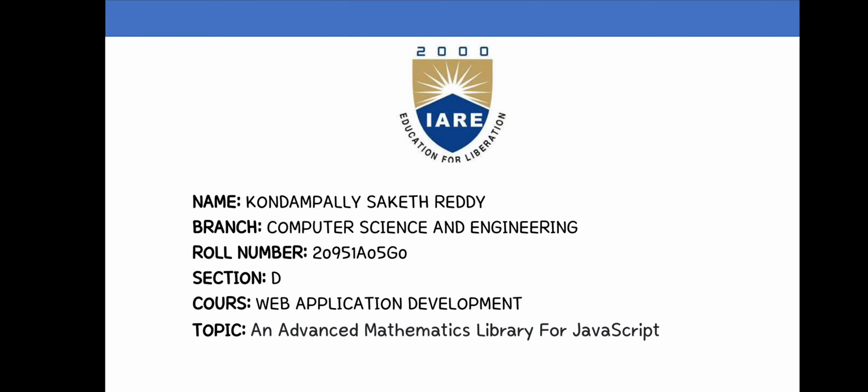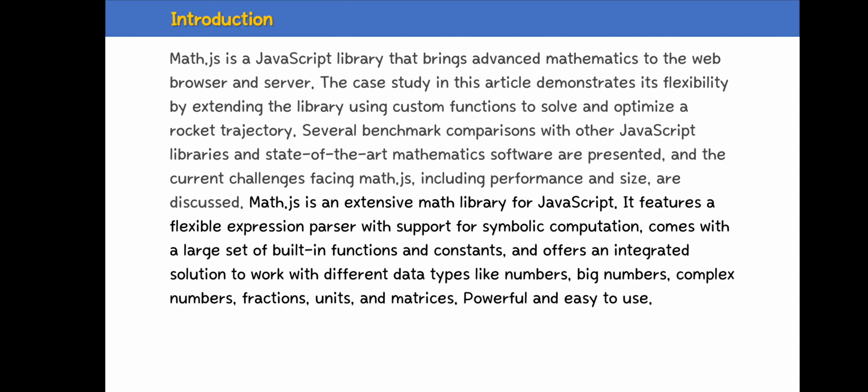Today, my topic is an advanced mathematics library for JavaScript. Math.js is a JavaScript library that brings advanced mathematics to a web browser and server. The case study in this article demonstrates its flexibility by extending the library using custom functions to solve and optimize a rocketry trajectory. Several benchmarks, comparisons with other JavaScript libraries, and state of the art mathematics software are presented, and the current challenges facing Math.js, including performance and size, are discussed.